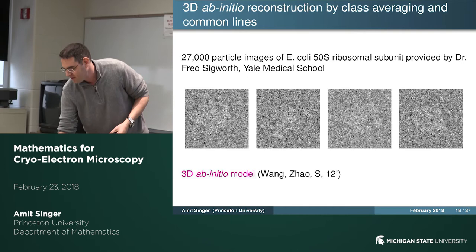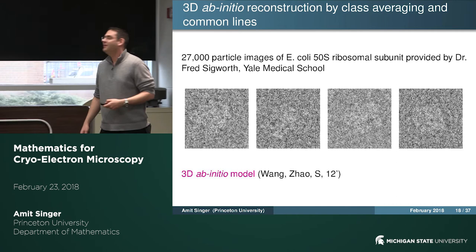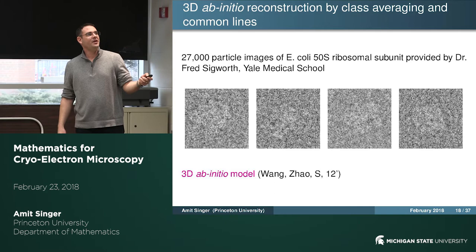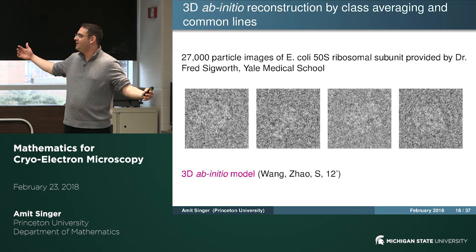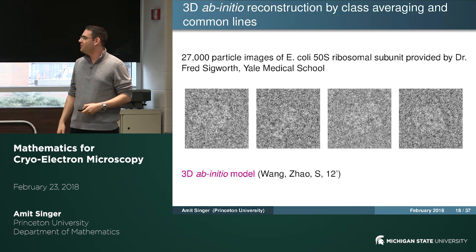How big was that? What was the spatial scale? Oh, so this molecule is called the 50S ribosomal subunit. I think it's a few hundred kilodaltons in molecular weight. The diameter is maybe on the order of a few hundred angstroms or something of that order.